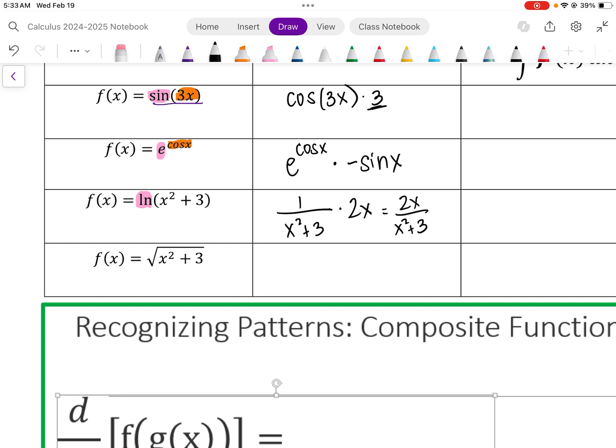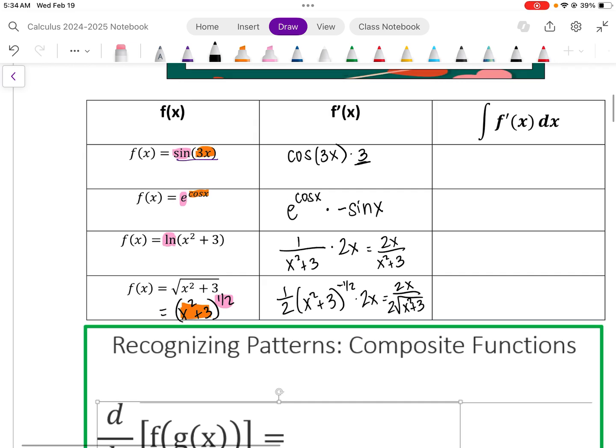Finally, we have f of x is the square root. Think of that as x squared plus 3 raised to a power of 1/2. Makes it a little clearer there. The inside function is x squared plus 3, and the outside function is the power of 1/2. So we're going to use the power rule. 1/2 comes down, x squared plus 3, our new power is negative 1/2, and then we multiply by 2x. Again, you can simplify this to 2x over 2 square root of x squared plus 3.